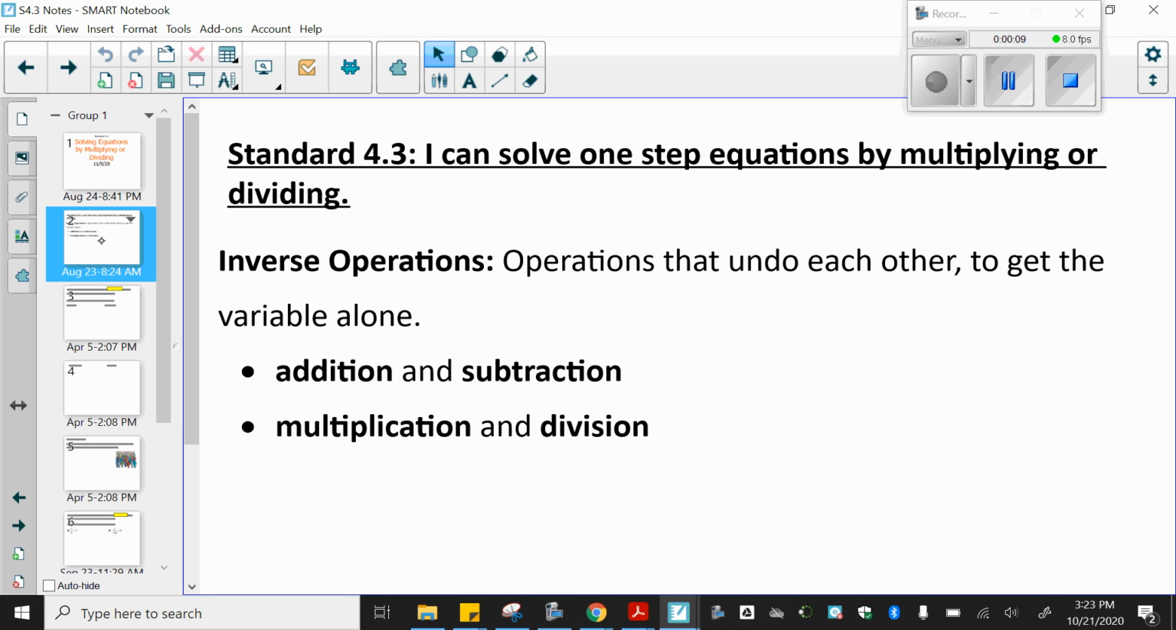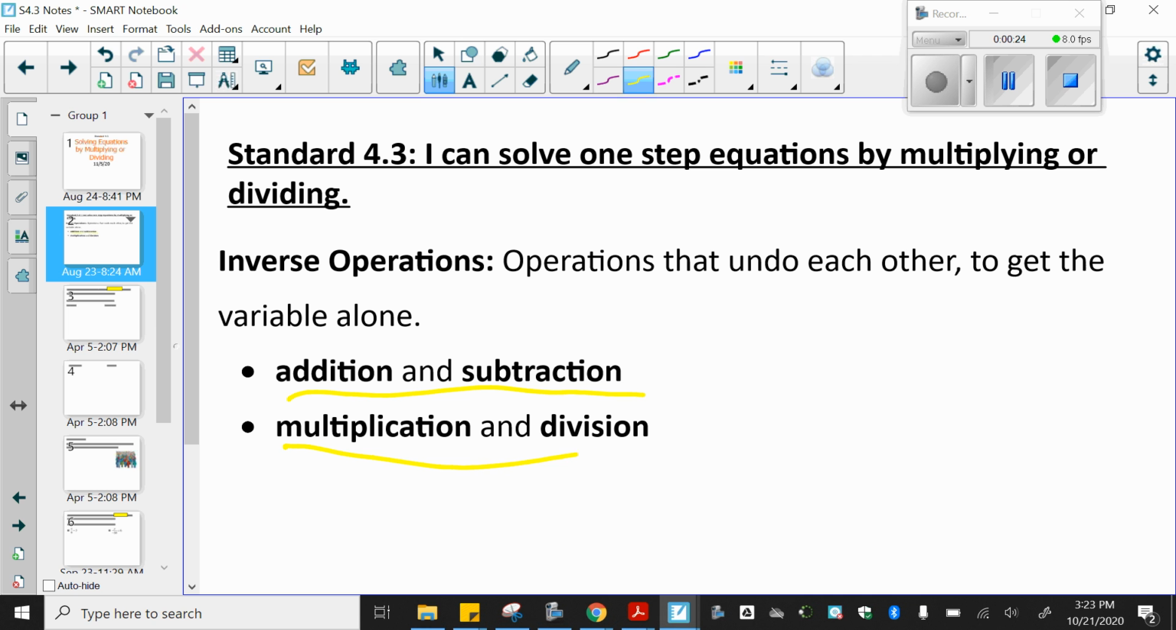Standard 4.3, I can solve one-step equations by multiplying or dividing. Remember, inverse operations, we talked about this before. Operations that undo each other to get the variable alone. We had two of them. We had addition and subtraction, and we talked about multiplication and division. Remember, these are the opposite operations. That's why it works.